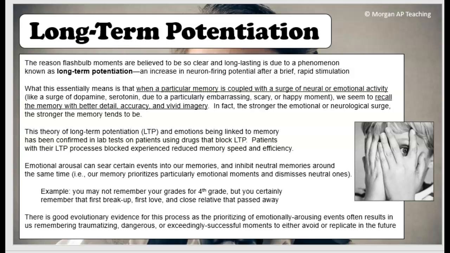So there's good evolutionary evidence for this process, as the prioritizing of emotionally arousing events often results in us remembering, unfortunately, traumatizing, dangerous, or exceedingly successful moments that we either avoid or replicate in the future, right? Meaning, if something terrible happens, you don't want it to happen again to you. That's partly why you remember it so clearly.